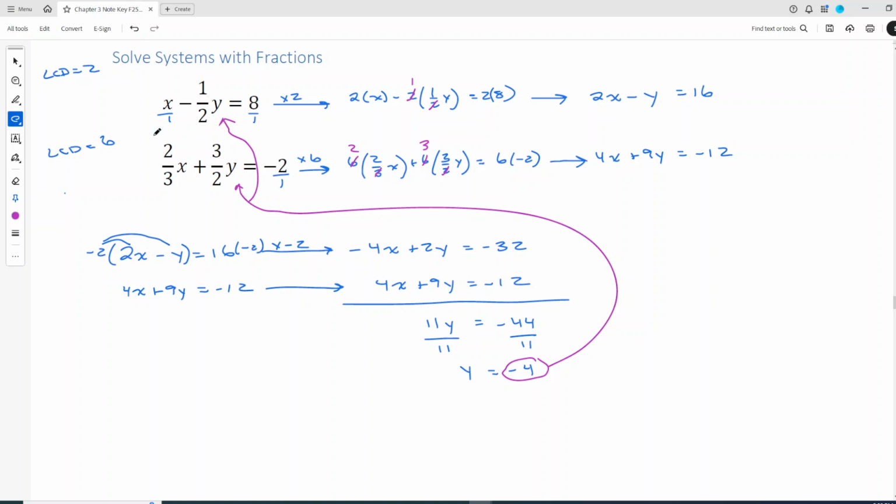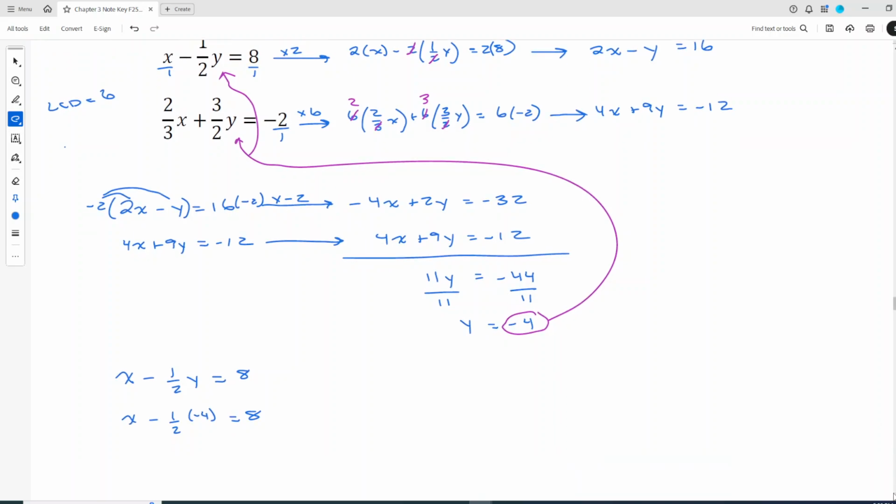Let's plug it into one of these. Let's plug it into the top one. If I plug it into the top one, I've got x minus 1/2 y is equal to 8. If I plug in -4, it's nice because it actually divides by 2, right? So then I end up with x minus 1/2 times -4 is +2, and then I'm just going to minus 2. And I end up with x is equal to 6. So they don't always end up nice like that.